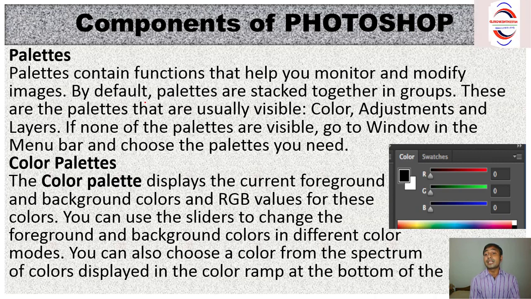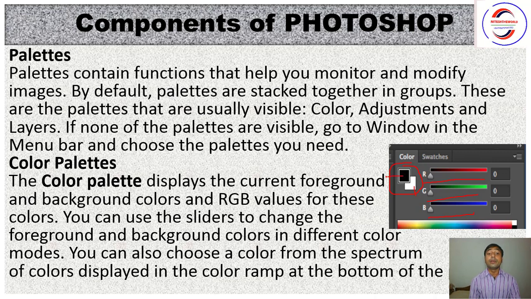The first palette is known as the color palette. The color palette displays the current foreground and background color and the RGB values for those colors. RGB stands for red, green and blue. In this you will be able to see the label of red, the label of green and the label of blue. Apart from that, this is called the foreground color and this is called the background color.